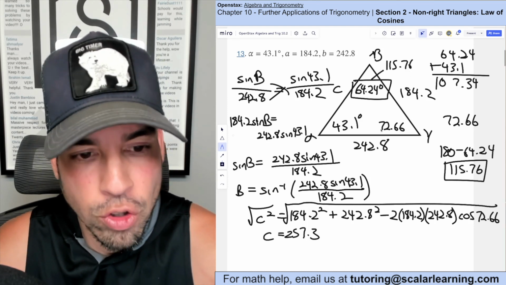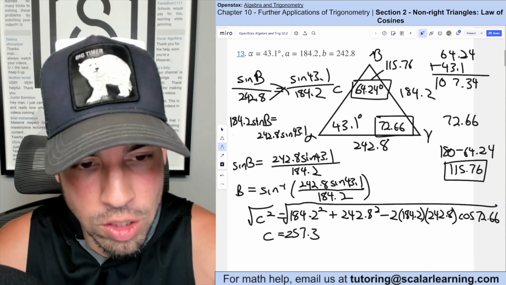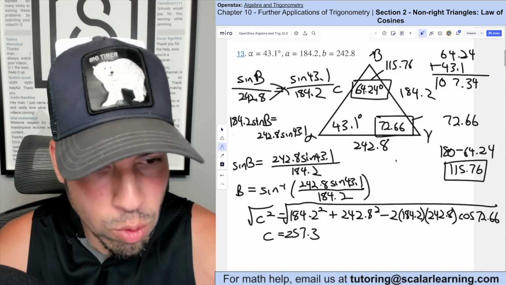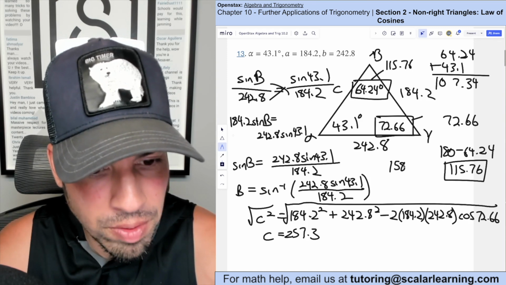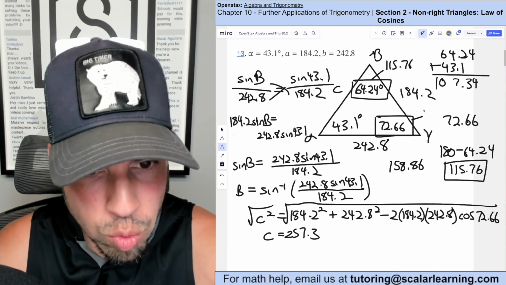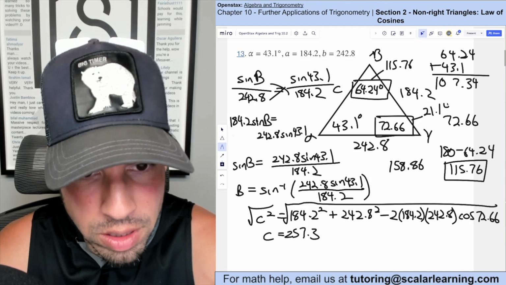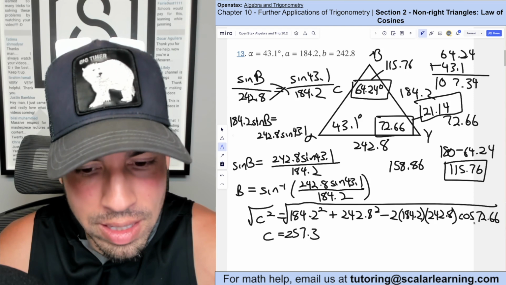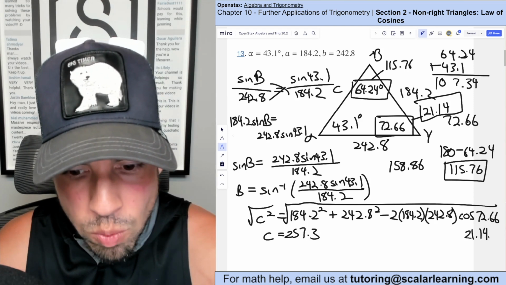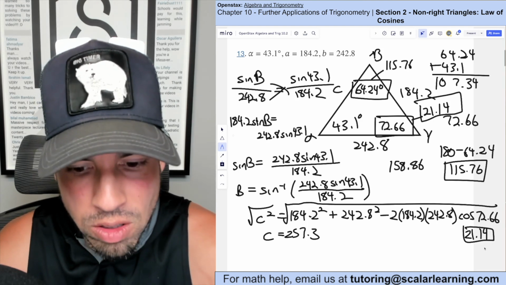And in this alternate triangle, this would no longer be 72.66, right? Instead, since 115.76 plus 43.1 is 158.86, in the second triangle, this would be 21.14. So that means it's literally the exact same formula. I just replaced 72.66 with 21.14 degrees. So we're going to swap this out in Desmos now.